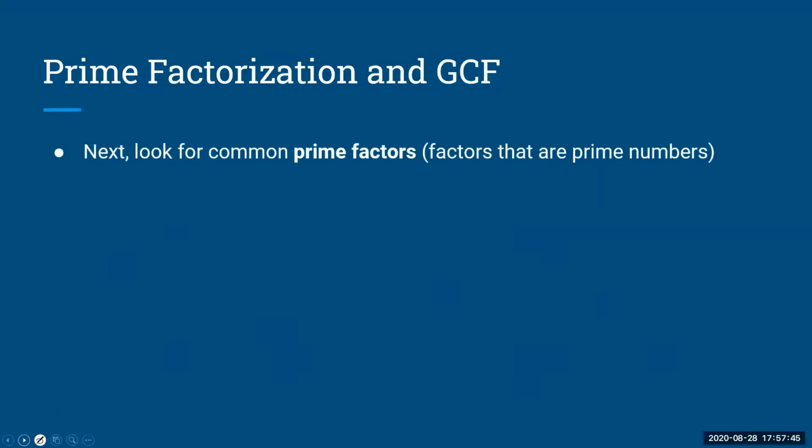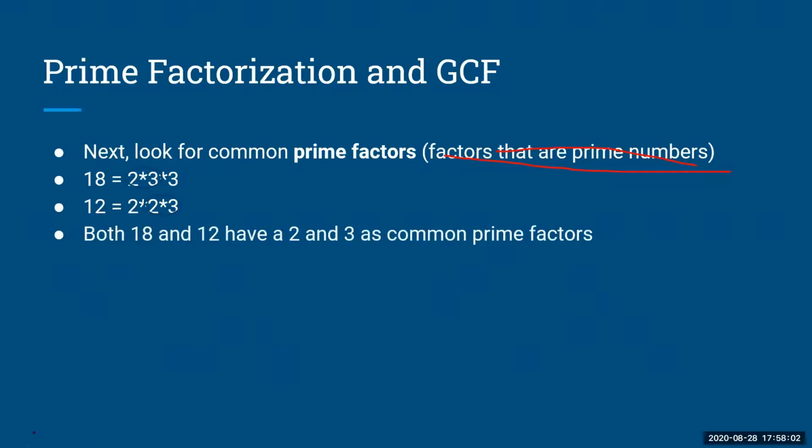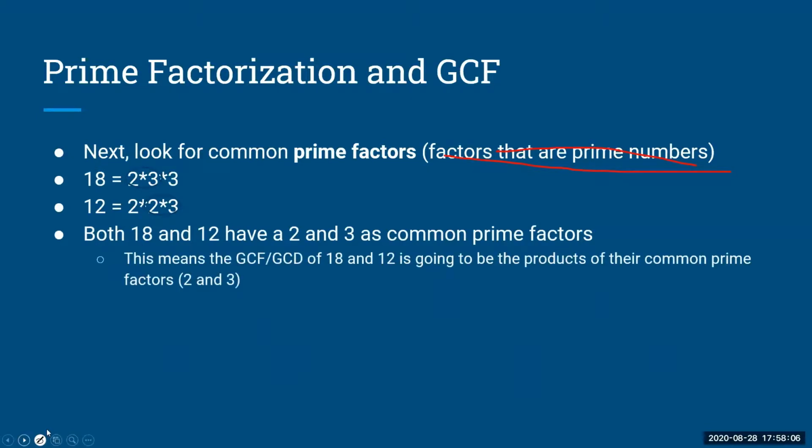So next you look for common prime factors. Cross out the redundant ones. So 18 has 2 times 3 times 3, and 12 is 2 times 2 times 3. What you do is you look for what they have in common. So 2 times 3 is common, both found in there. 18 and 12 have 2 and 3 as common prime factors. So the greatest common factor is going to be the product of the common prime factors, which means it's 6, because 2 times 3 is 6. So that's basically how you do it.